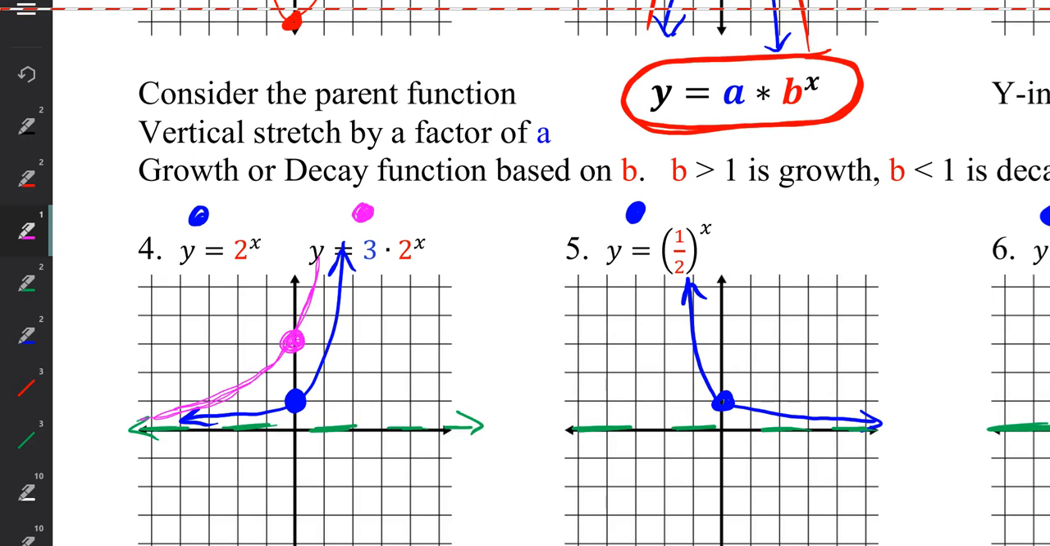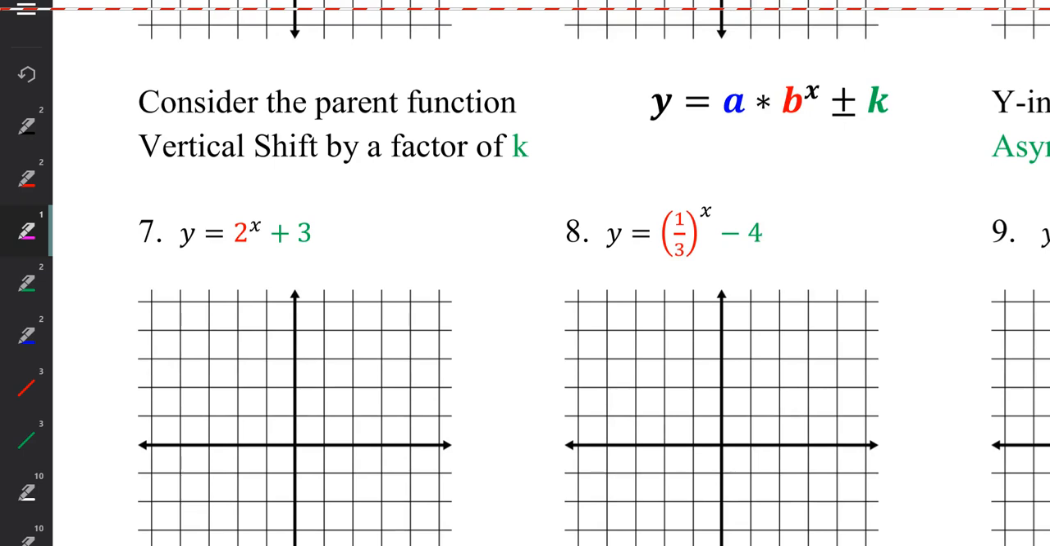All right. Are we good so far? Do you understand the stretch, Nick? All right. RJ, you holding in there? Yeah. Okay. All right, coming down.